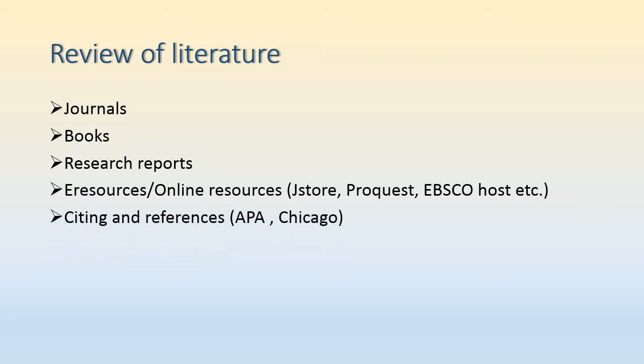One very important aspect of literature review is the citation of the literature as per an approved referencing style, and there are various referencing styles like APA, that is American Psychological Association referencing style, Chicago style, etc. So citation is also very important when we are discussing literature review as a step in the research process.